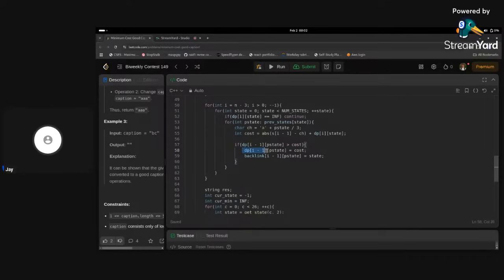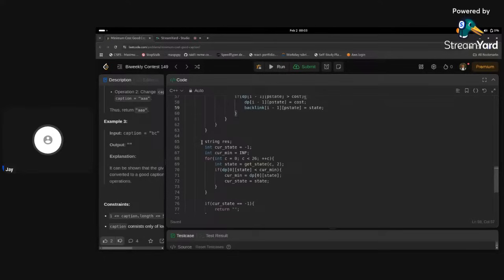If it is, then update the cost and also maintain a backlink to this state. So the backlink would be that for index i minus one and this state, the cost that I am getting basically comes by traversing to the next index with this state.